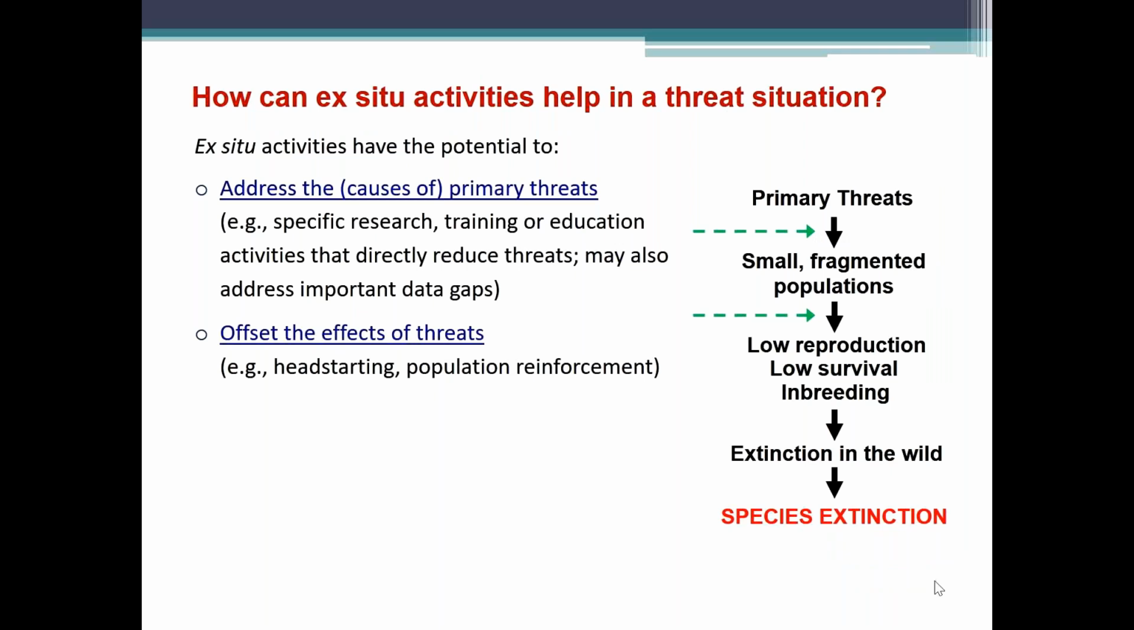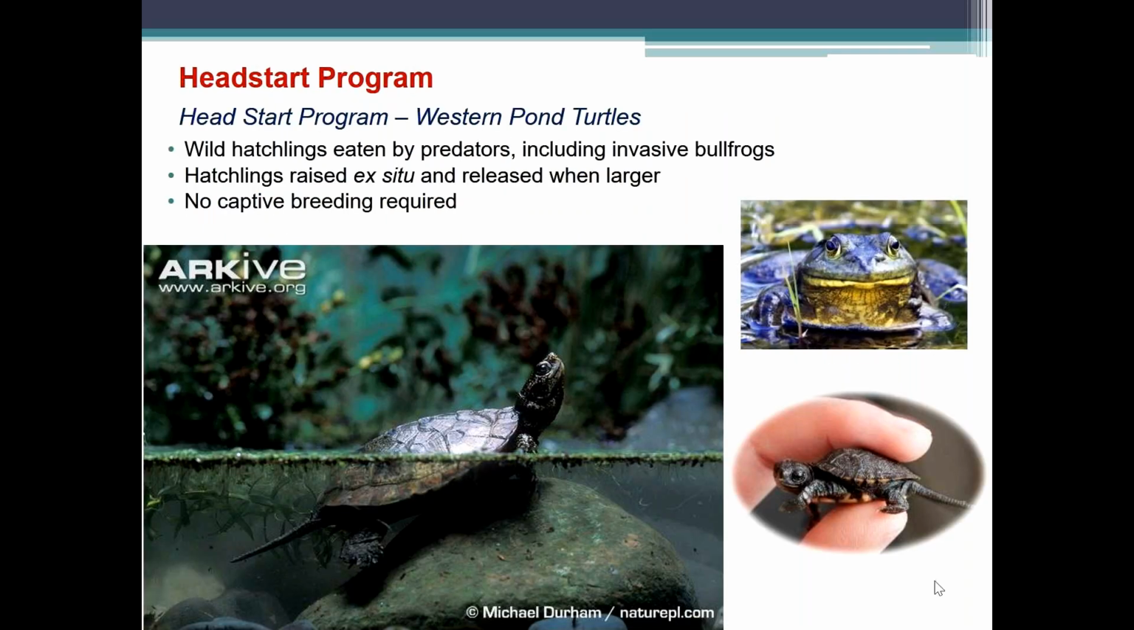A second way that ex situ might be able to help is to address that link between small fragmented populations that are starting to experience stochastic effects and get pulled down into that extinction vortex. And so there may be ways to offset some of those stochastic effects. For example, Head Start programs, which are done, for example, with western pond turtles in western United States, are able to offset the high mortality experienced by the juvenile turtles in the wild.